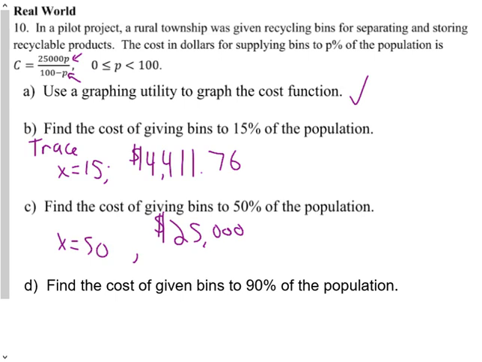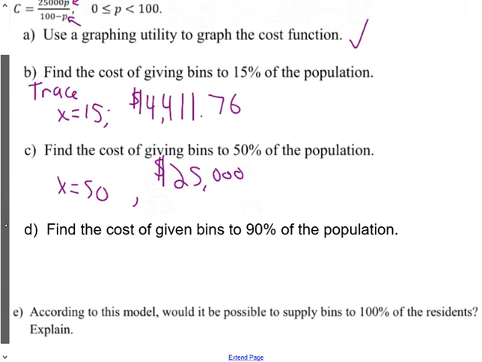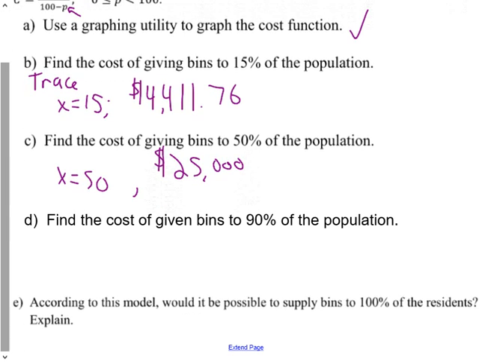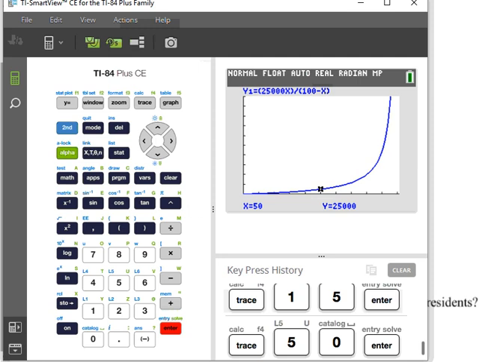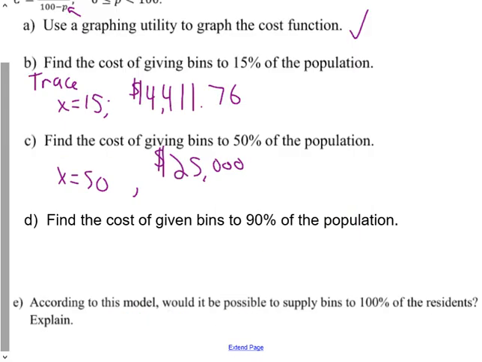And lastly, it says find the cost to give it to 90%, and then is it possible to give it to 100%? So one more trace, 90. Why isn't it 0.9? Could be a smart question. Because it said percentage is P%, it didn't say write the percent as a decimal, right? So 90 is $225,000.